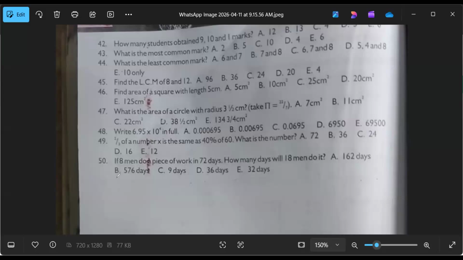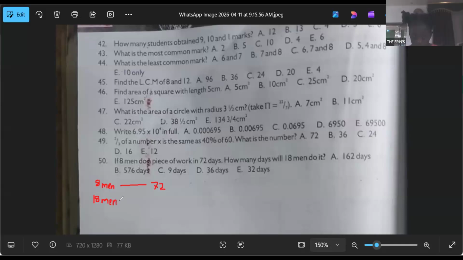So if it's inverse, we start by writing 8 men, 8 on this side. And then what should we write on the other side? 72 days, right? So we just write 72. Let's leave the days for now. All right, then 18 men. They say, how many days will 18 men do it? What letter should we use for 18 men? X. Okay, our popular X.